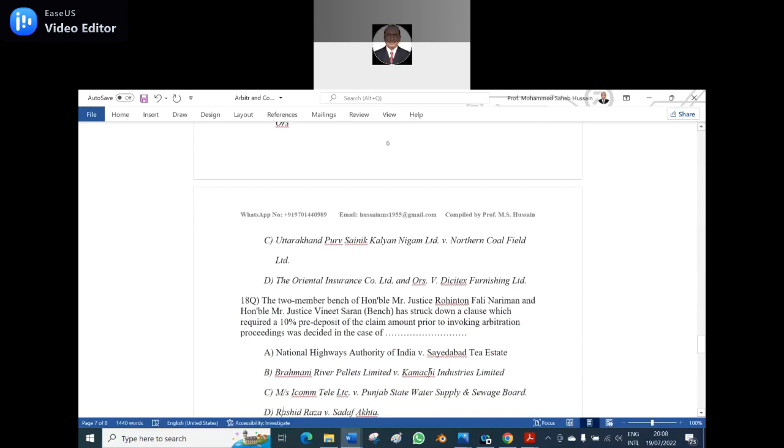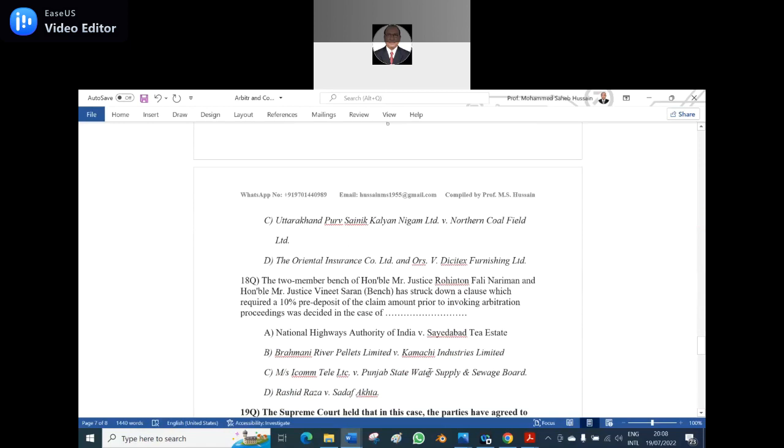Then the 18th question. The two-member bench of Honourable Mr. Justice Rohinton Fali Nariman and Honourable Justice Vineet Saran struck down a clause which required the 10% pre-deposit of the claim amount prior to invoking the arbitration proceeding. This was decided in the case of A. National Highway Authority of India, B. Brahmani River Pellets Limited, C. M/s Ecom Tele Limited, and D. Rashid Raza versus Sadaf Akhtar.